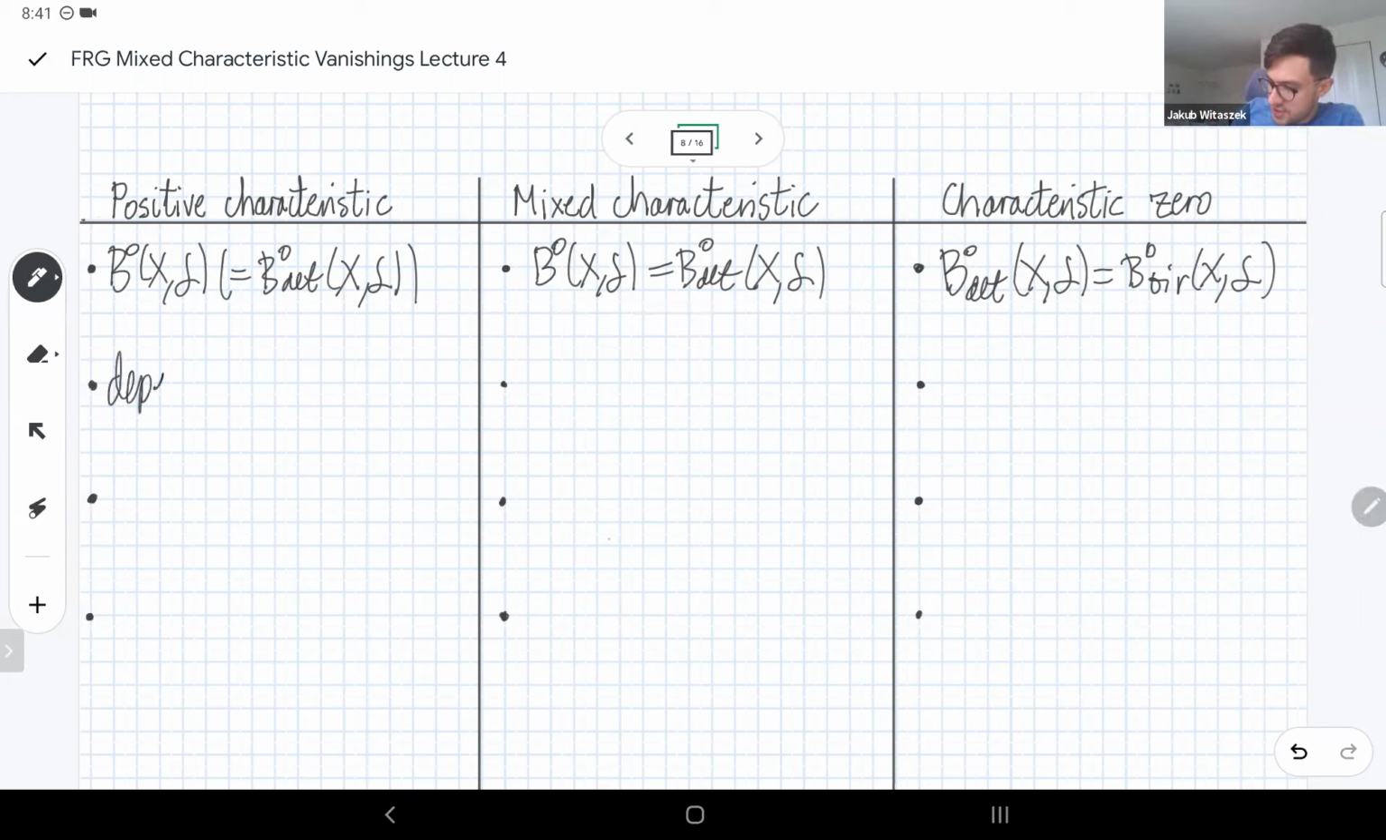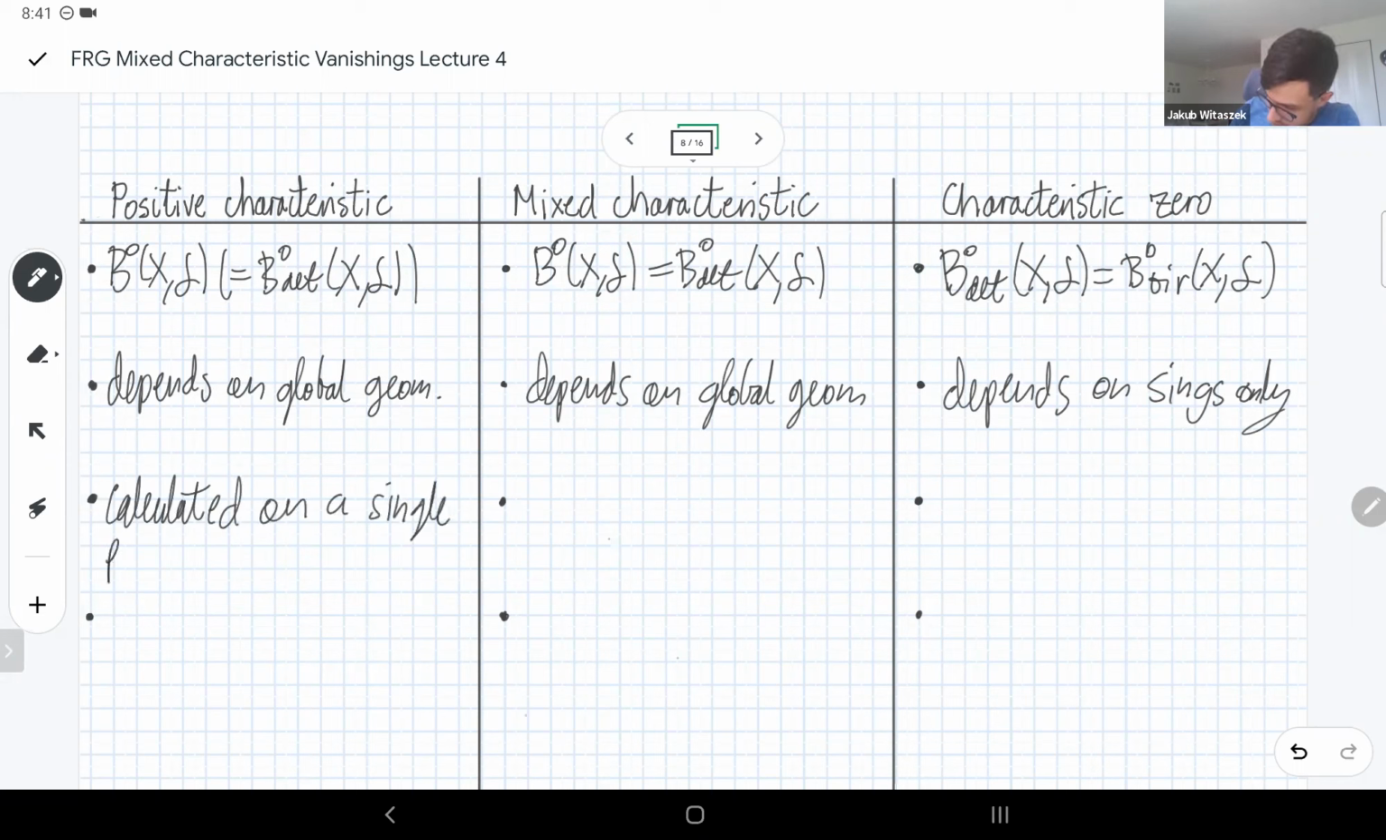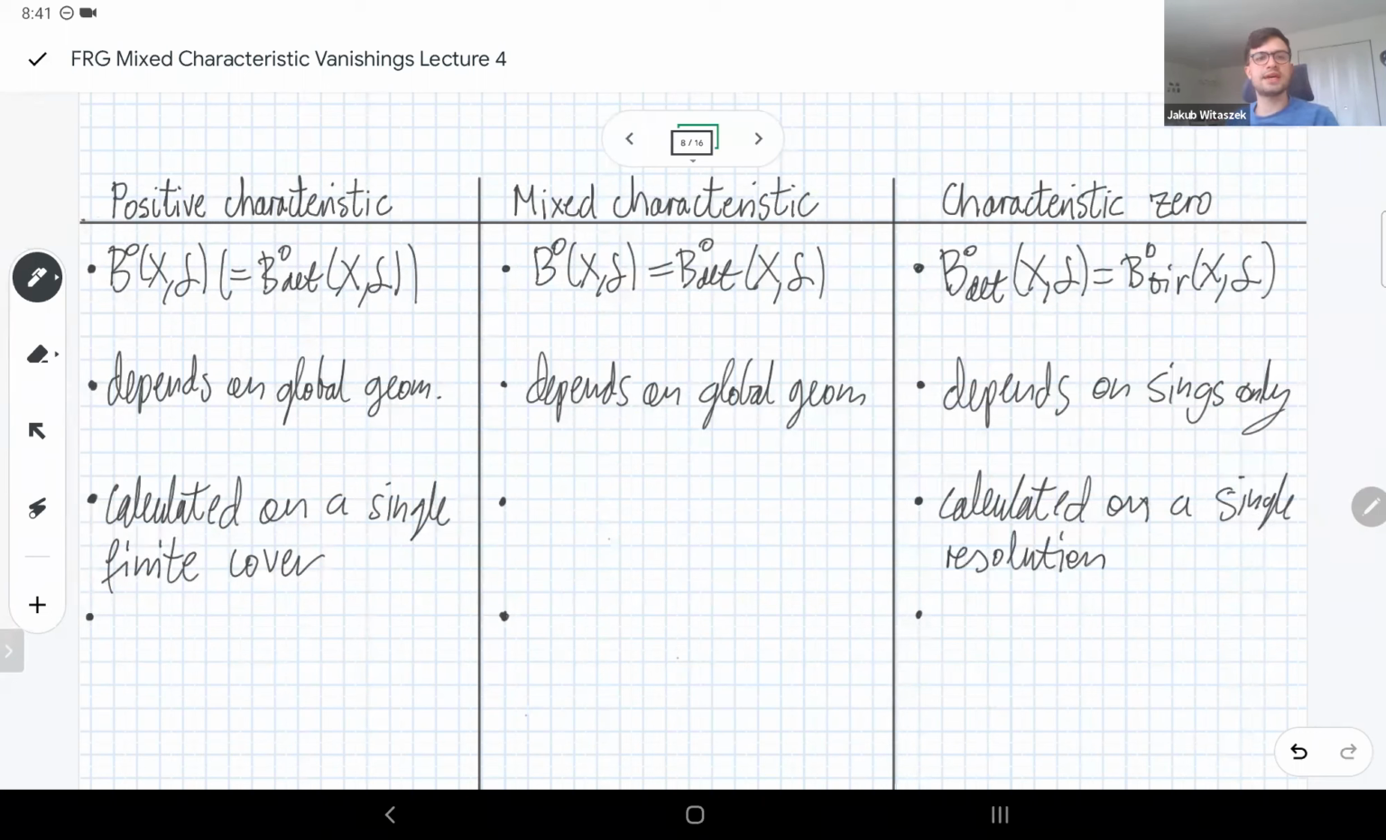Now, in positive and mixed characteristic, this notion depends on global geometry. However, in characteristic 0, it does not. It only depends on the multiplier ideal sheaf, so it only depends on the singularities. On the other hand, in positive characteristic, you can calculate this on a single finite cover. And in characteristic 0, we can calculate this on a single log resolution. That's not the case anymore in mixed characteristic, so it really needs all finite covers or alterations.